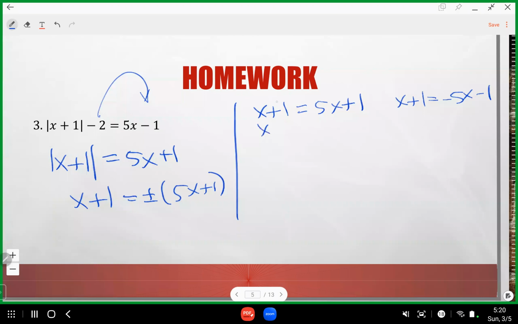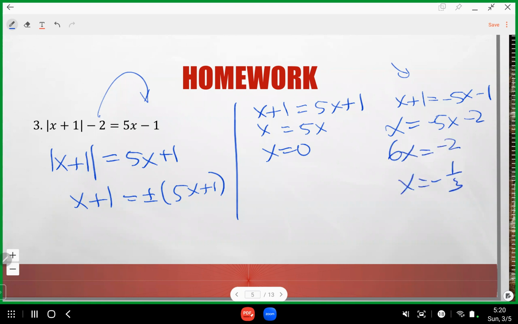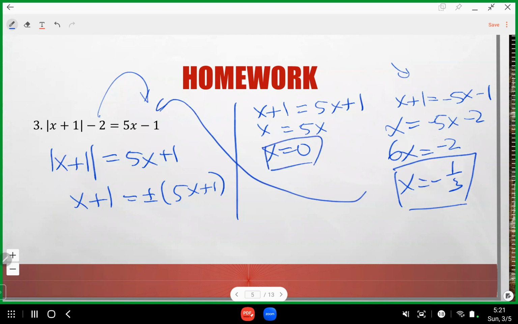X here is going to be 5x. Then as you can see, x is equal to 0. And then from this one, you can see that x is going to be equal to negative 5x minus 2. And then you get 6x is equal to negative 2, and then x is equal to negative 1/3. But if you plug negative 1/3 into this equation, you can see that it doesn't actually work. So the only answer is going to be x is equal to 0.